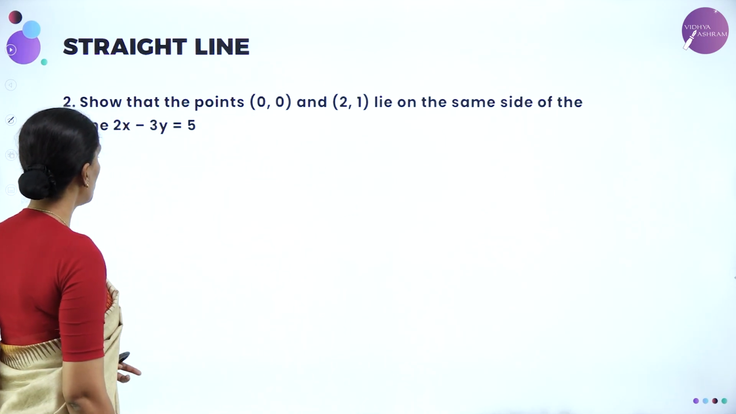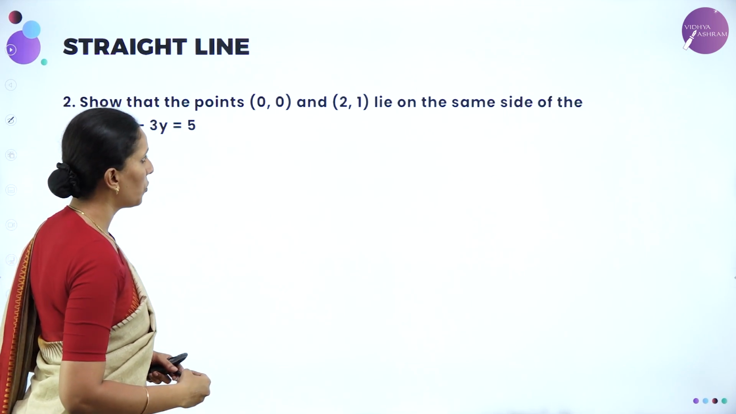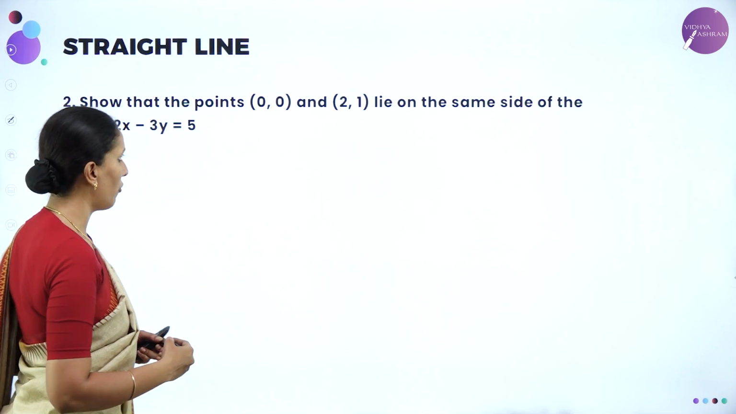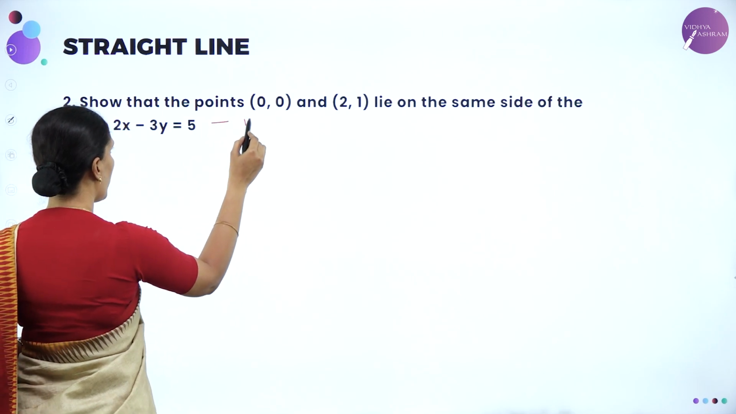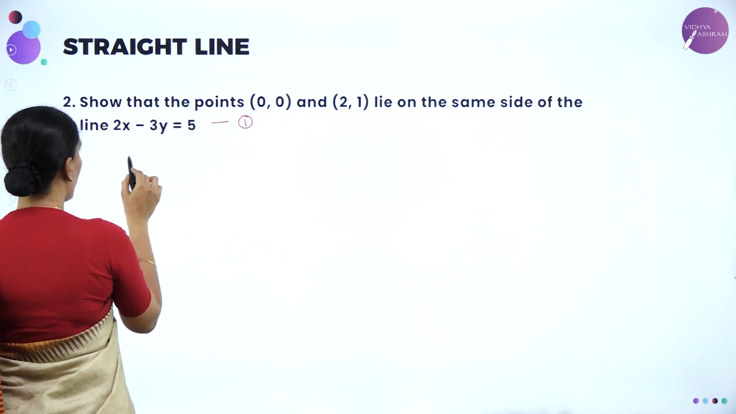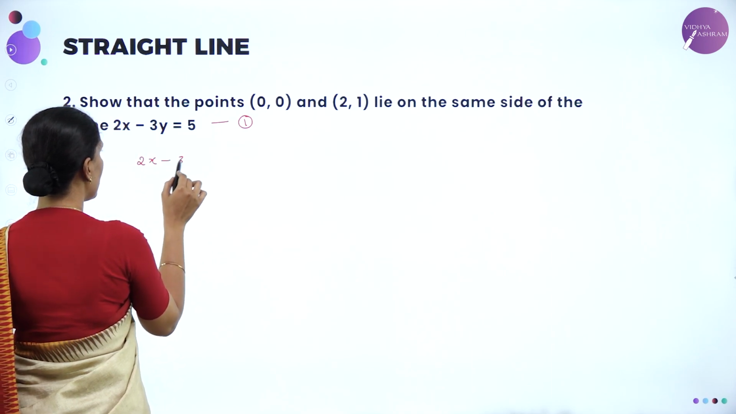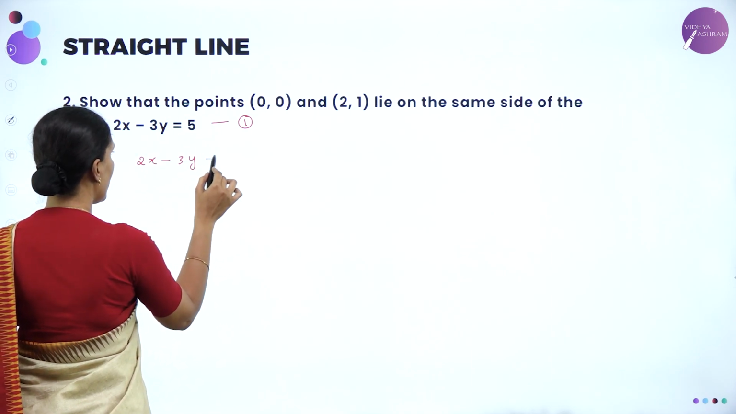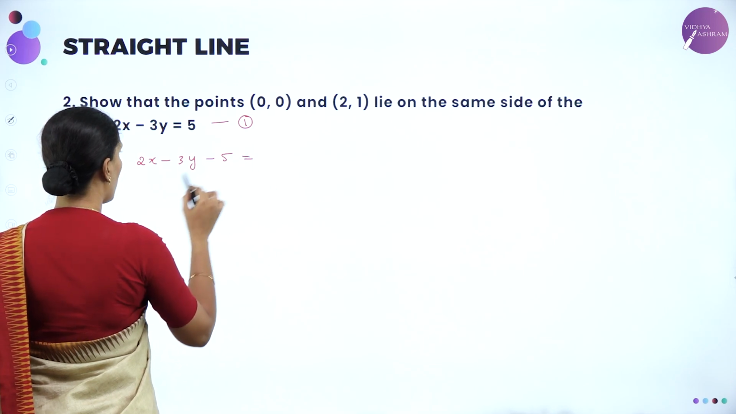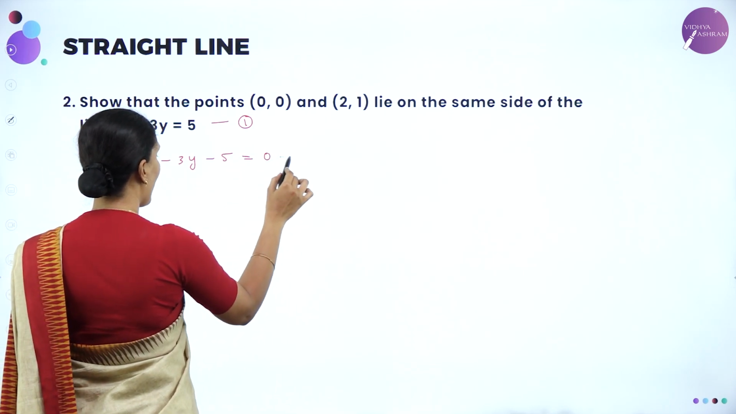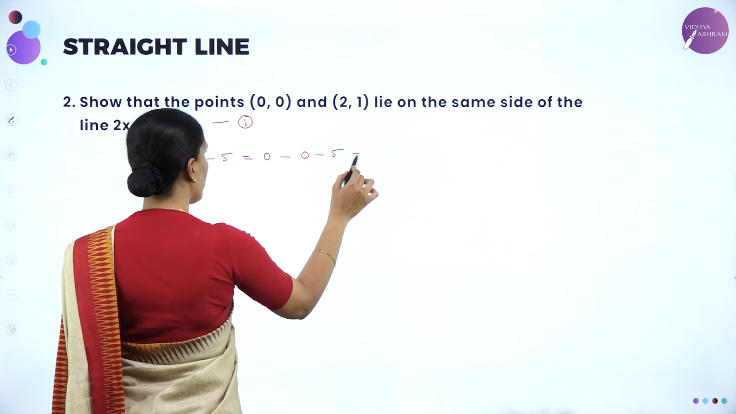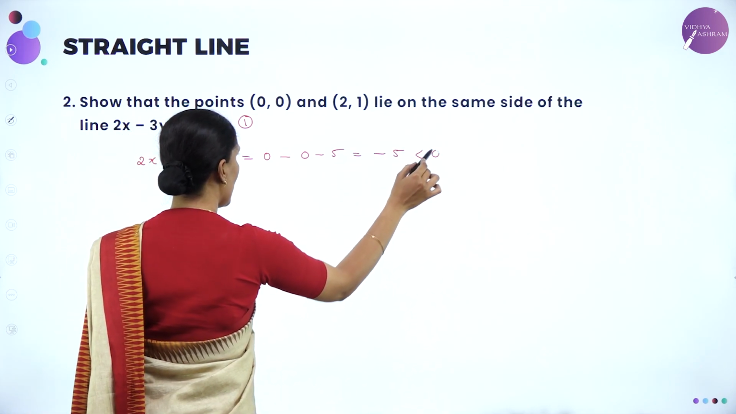Next, show that the points (0, 0) and (2, 1) lie on the same side of the line. So let me take this as equation 1. Put (0, 0) here. Then we will get 2x minus 3y minus 5, which is 0 minus 5, which is equal to minus 5, less than 0.